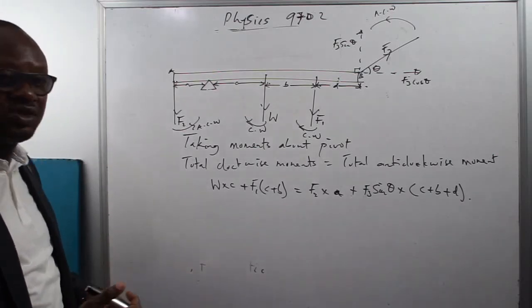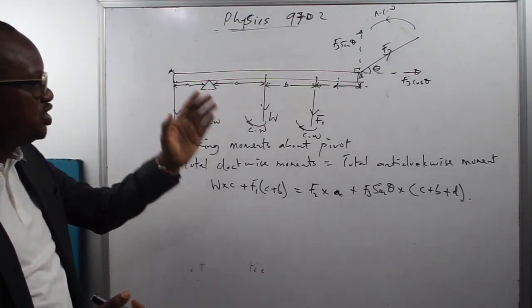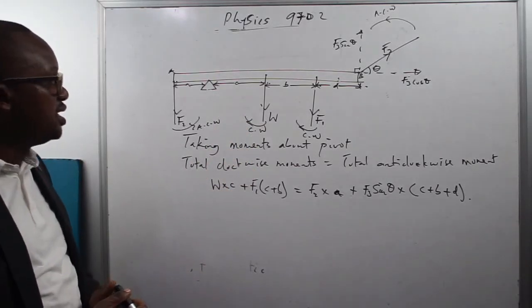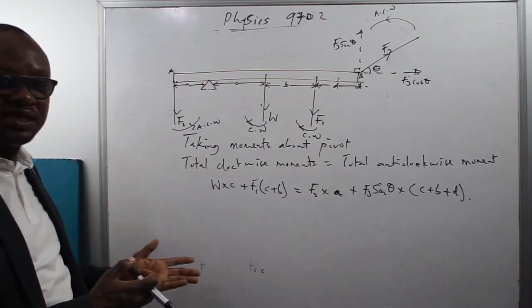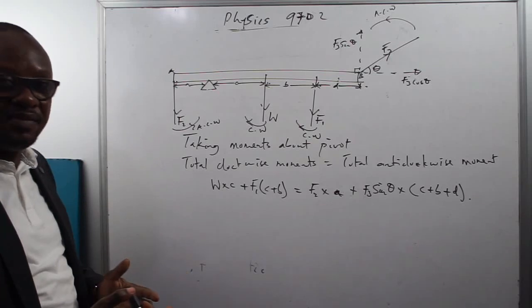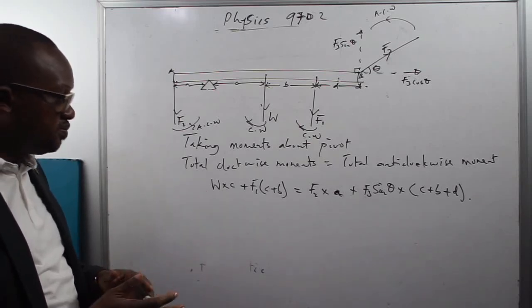What do you understand by the center of gravity? It is the point where the weight of an object acts. If the object is regularly shaped, the center of gravity will be at the middle. We have explained that earlier on. Then the principle of moment states that the algebraic sum of the clockwise moment and anti-clockwise moment taken about the same point is equal to 0. What that means is that the total clockwise moment is equal to the total anti-clockwise moment about the same point.